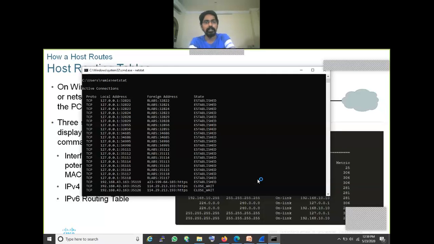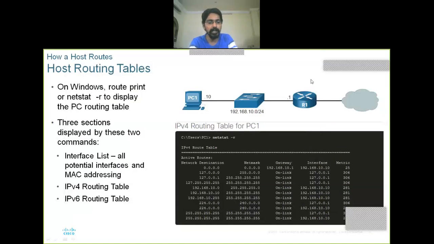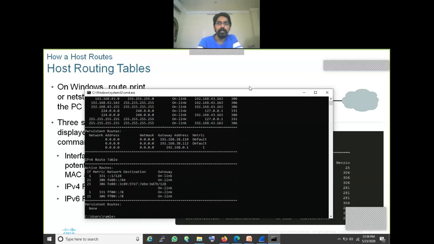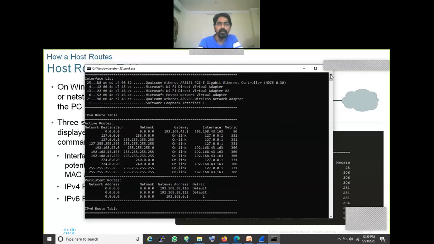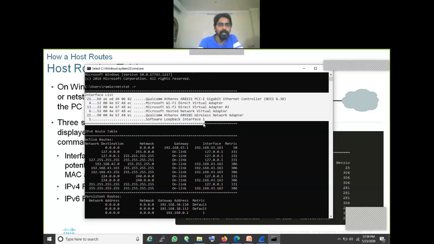Like this, we can see the network statistics. And the next one is to display the default routes. The command is netstat space minus R, right? So these are the different routes established right now at this moment. These are the default routes. First it will display the interface list. All these are interfaces. My laptop contains this many interfaces, 1 2 3 4 5 6 interfaces, with a loopback interface.